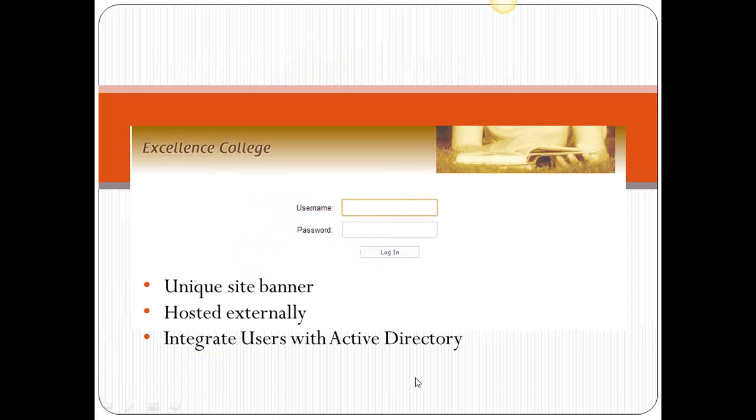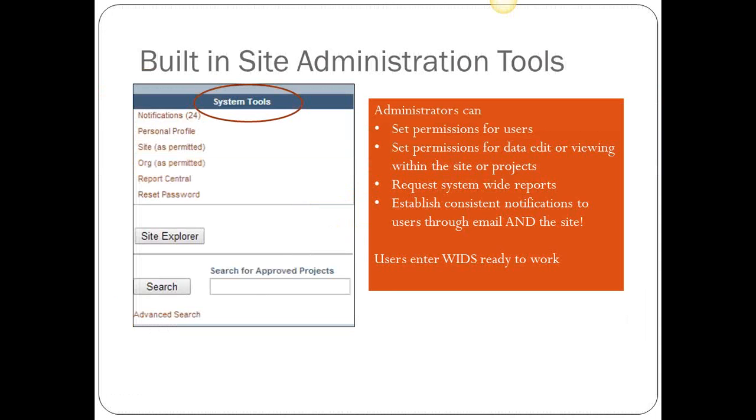All WIDS sites, when licensed, receive a unique site banner that identifies your college. So when your users come into the site, they know they're in the right place. It is hosted externally, and we also have the use of Active Directory, which is a way for you to import your users and have them update, whether they're new or leaving, seamlessly, so you don't have to keep going in and keeping track of who you need to add to the system.